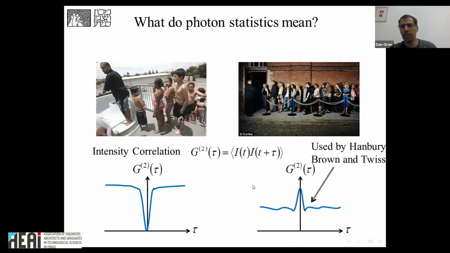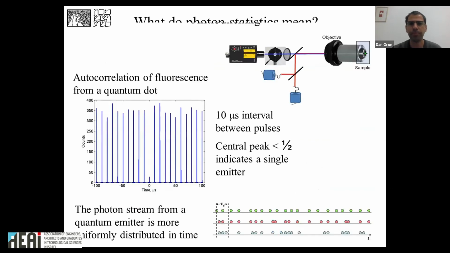There are other kinds of statistics like bunching. This is a bouncer and he's letting people into the pub, and you don't go to the pub alone, you go with your friends. So if you're an observer standing inside and you see somebody coming in, it's more likely that they're not alone. Somebody else will follow them. This is called bunching. And this is the effect that was used by Hanbury, Brown, and Twiss in their stellar interferometer way back in the 50s.